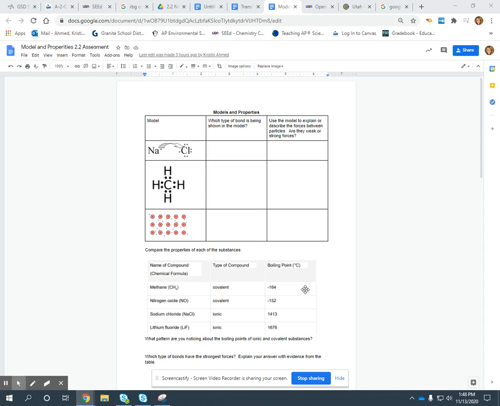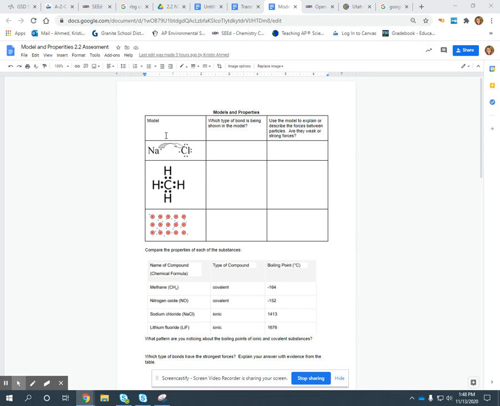All right, so in this video, I'm going to go over one of your assessments from this week. And this assessment is about models and properties. So remember, models are just pictures that we use to explain different things that occur in the natural world. And properties are different things that we can observe or measure.